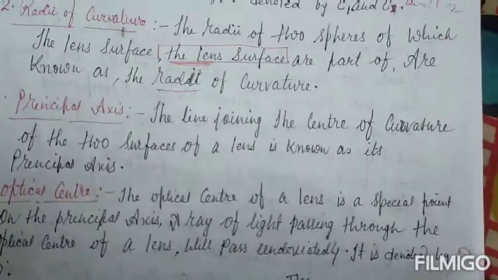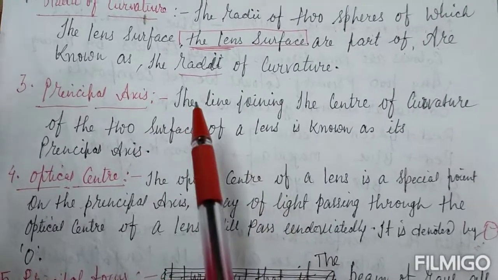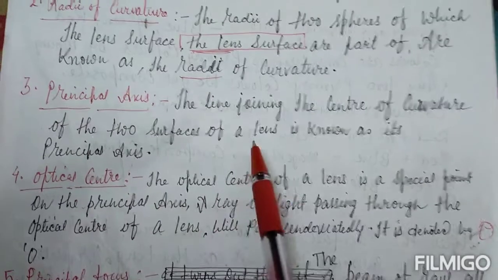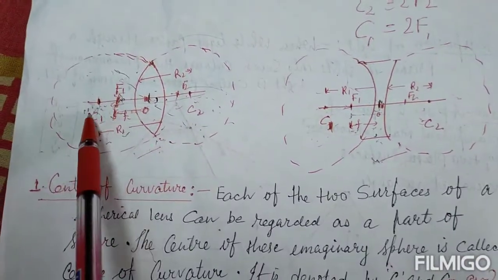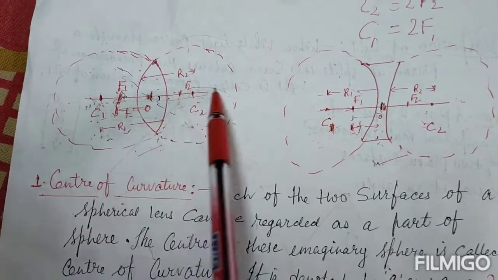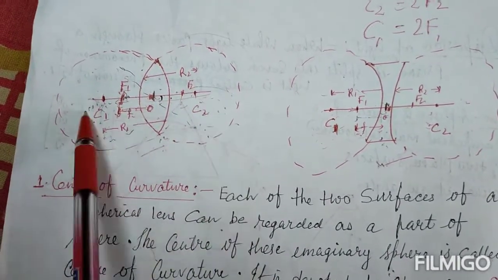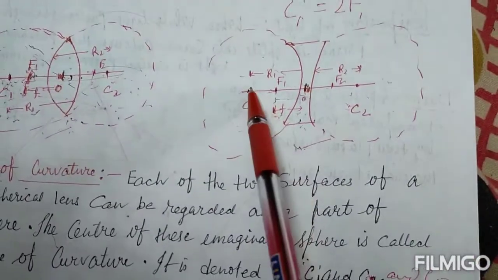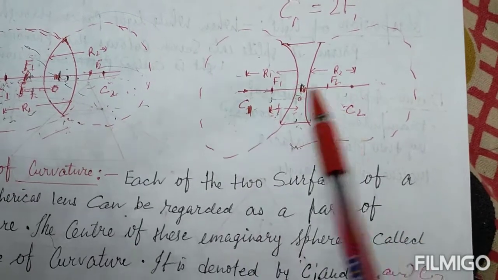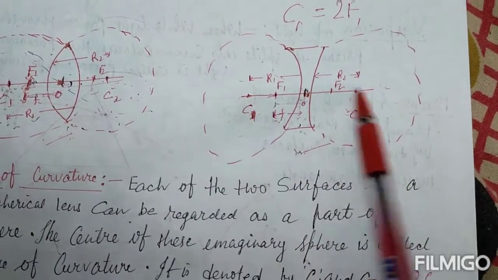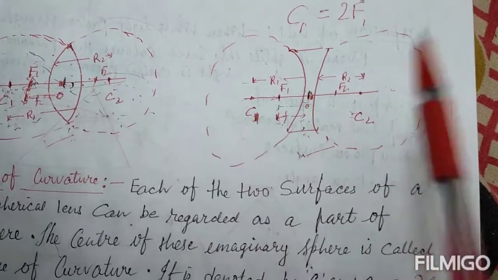Next is principal axis. The line joining the centers of curvature of the two surfaces of a lens is known as its principal axis. See in the picture, this is center of curvature 1, this is center of curvature 2. This is the line which joins center of curvature 1 and 2. So this line is called the principal axis. This is an imaginary line.